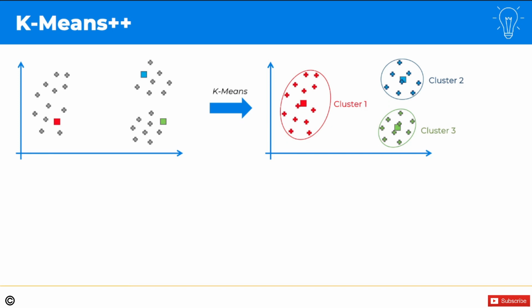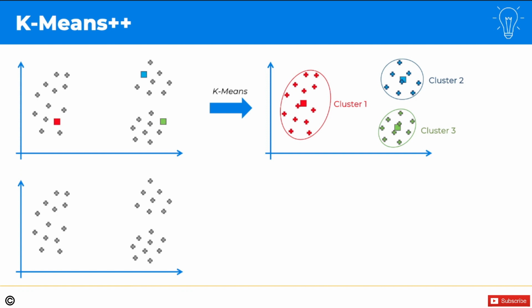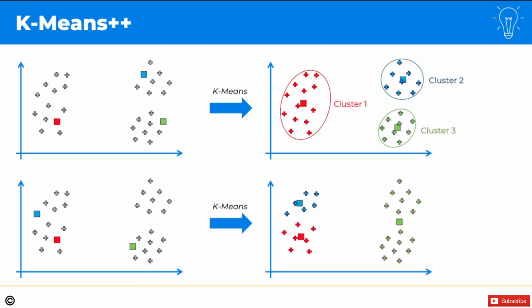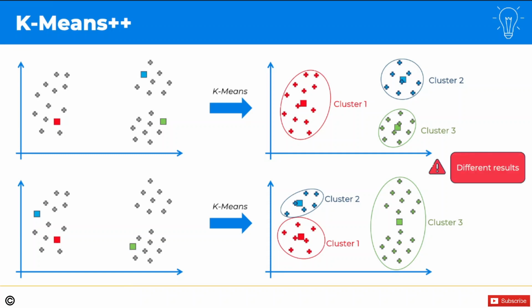So that's quite straightforward. But now let's say we have the same data set and we apply k-means again, but because the centroids are initialized at random, let's say they were initialized in the following way. And then once we apply k-means, we will get a different set of three clusters. And this is not good. The results are different in these two runs of the same machine learning model, k-means. And they're only different because the initialization of the centroids was different. We didn't change anything else. And this is called the random initialization trap.